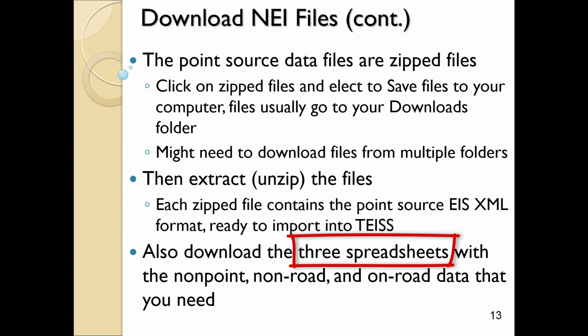So there are also the 3 spreadsheet files in these subfolders. There's a non-point spreadsheet file, a non-road spreadsheet file, and an on-road spreadsheet file. And you'll also need to download each of those to your computer as well as the point zipped file. We're not going to be talking much about the non-point, non-road, and on-road data files in this module, but you're going to be using them in the next module, and that is why you need to download those as well.